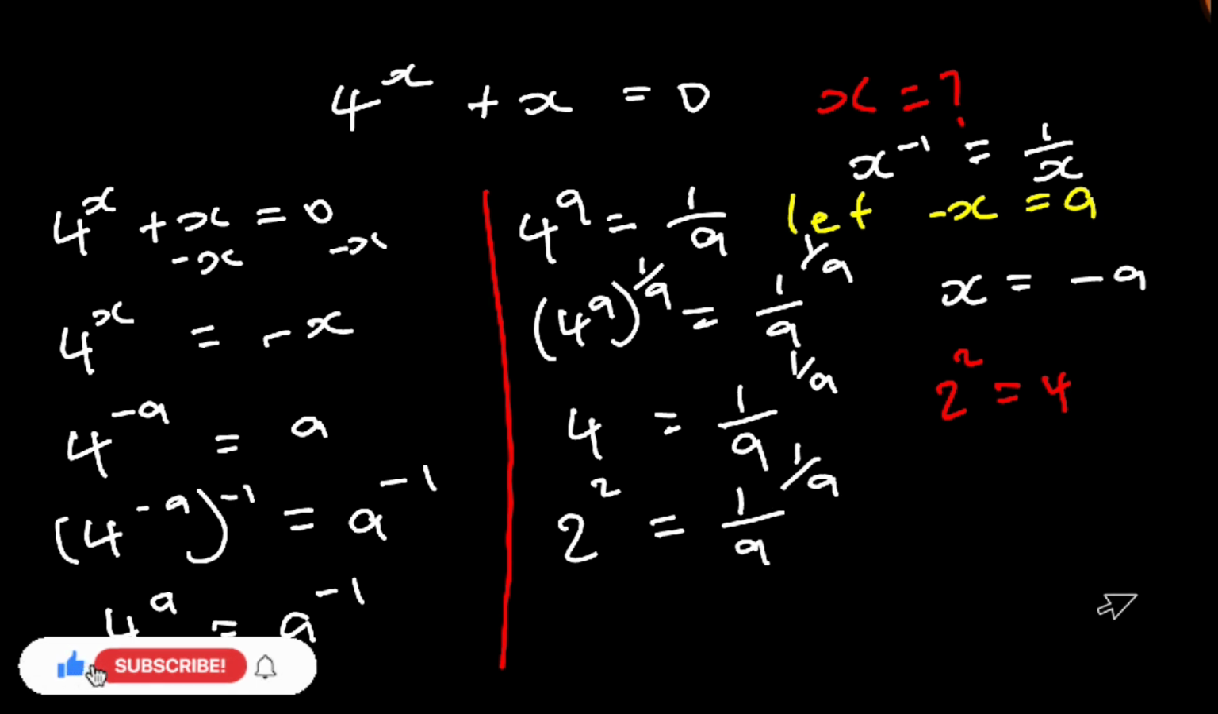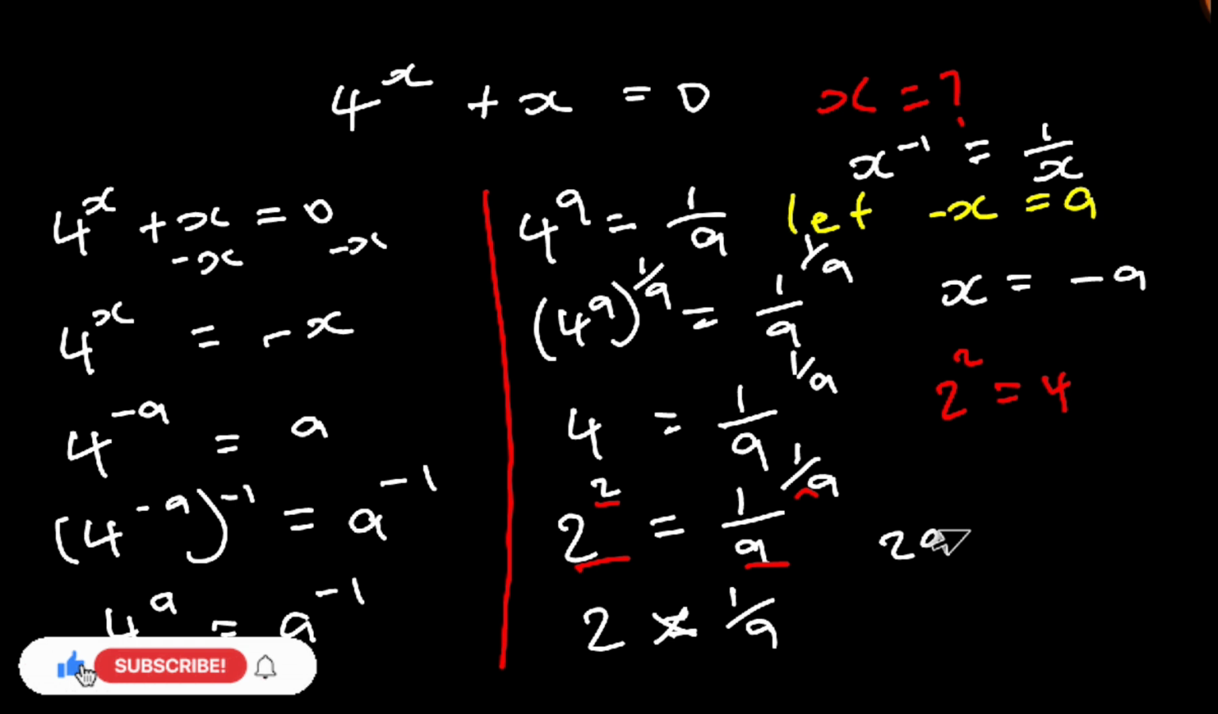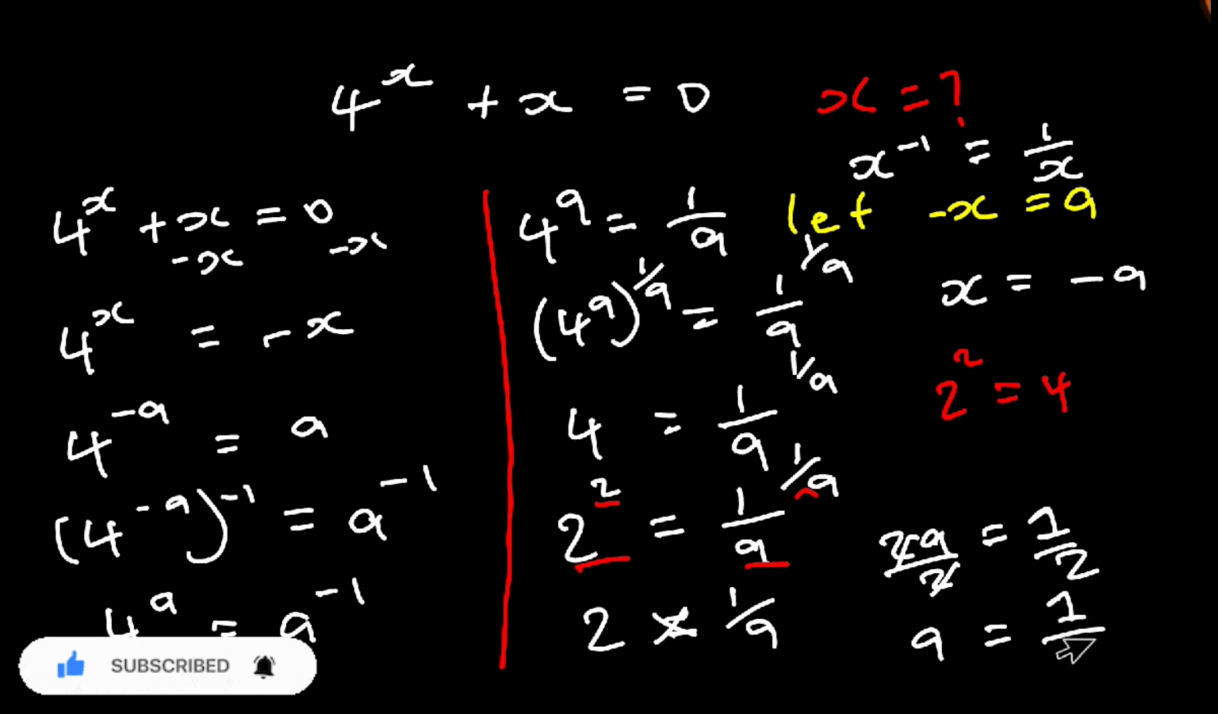So let's equate the bases. Remember, if you also equate the exponents, they are still the same. So we have 2 is equal to 1 over a. And then solving for this a, if you cross multiply, you have 2a equals 1. And then if you divide both sides by 2, you have that a is equal to 1 over 2.